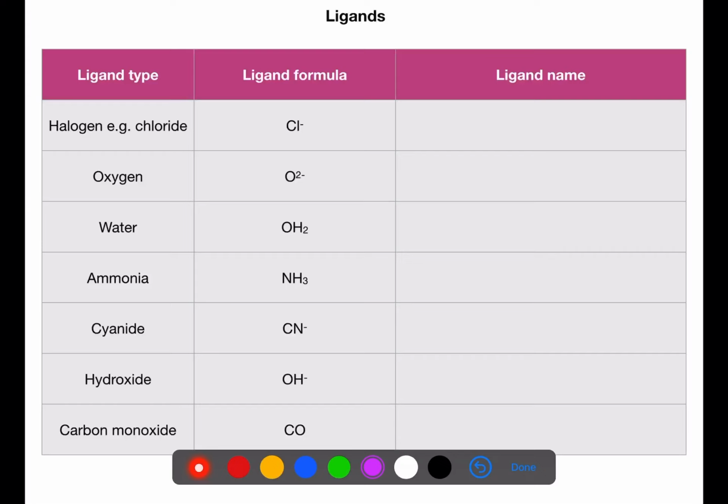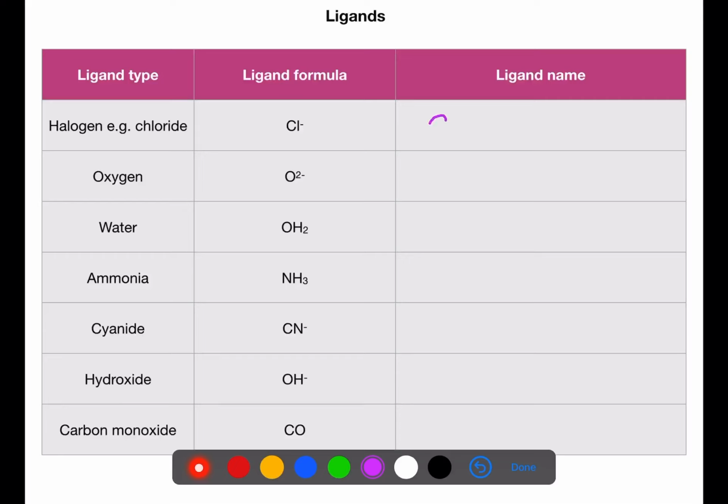Ligands are given special names when they are in complexes. Here we have a look at the different ligand types and their formulae. We have anionic or negatively charged ligands and neutral ligands with no charge. The halogens, such as chlorides, fluorides, bromides, have as their ligand formula their symbol with their negative charge.